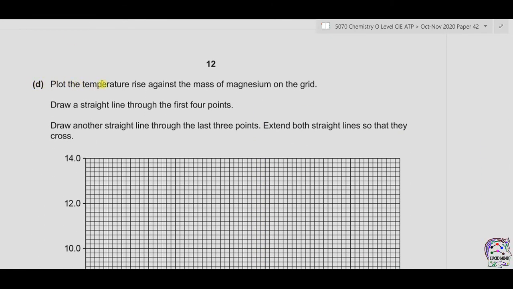Part D. Plot the temperature rise against the mass of magnesium on the grid. Draw a straight line through the first 4 points. Draw another straight line through the last 3 points. Extend both straight lines so that they cross. Let's do all of these.